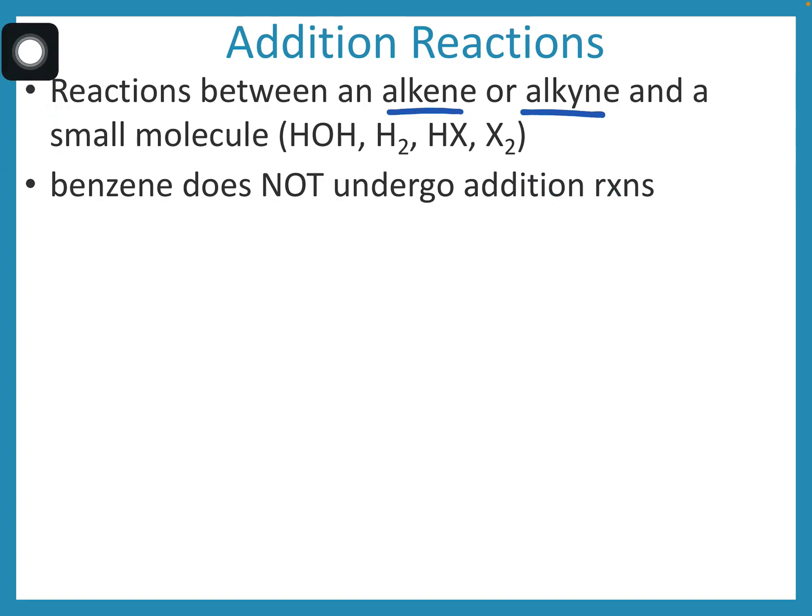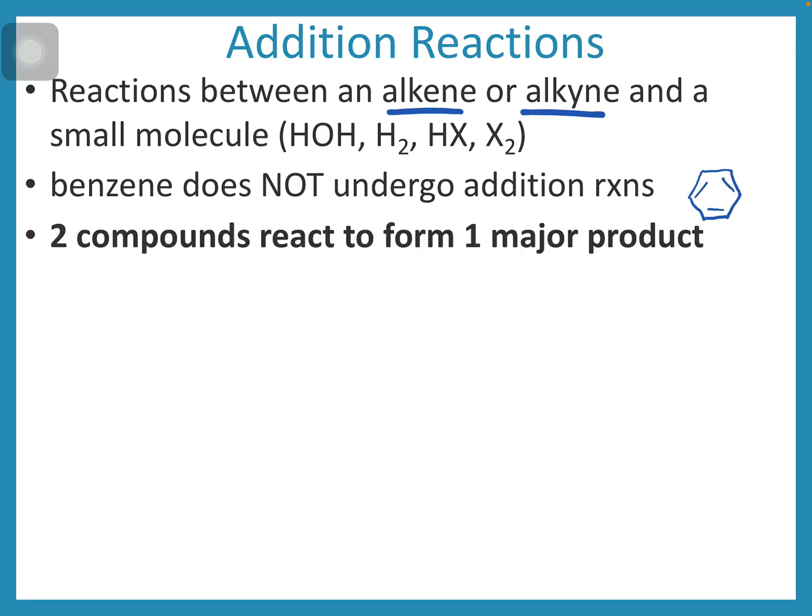Benzene, which if you recall is a cyclic alkene where every other bond is a double bond. So a cyclohexene with 3 double bonds, that is not going to undergo addition reactions. So we have 2 compounds that are going to come together, the alkene or alkyne and the small molecule, and we're going to form one larger product. And we may have isomers form, and we'll talk about isomers momentarily.